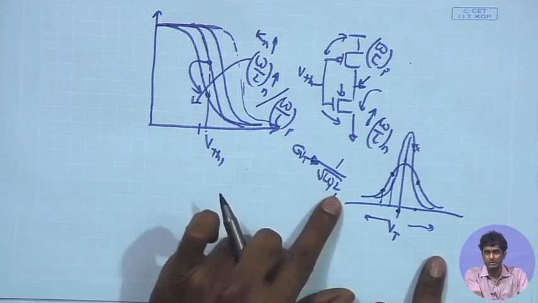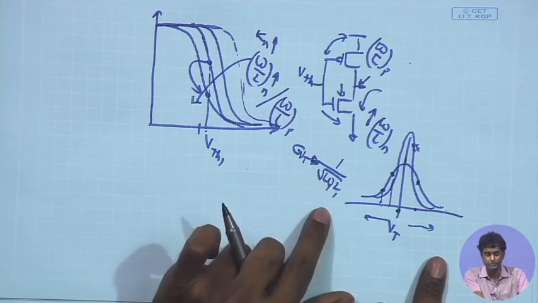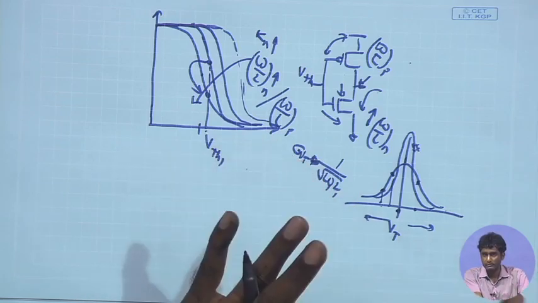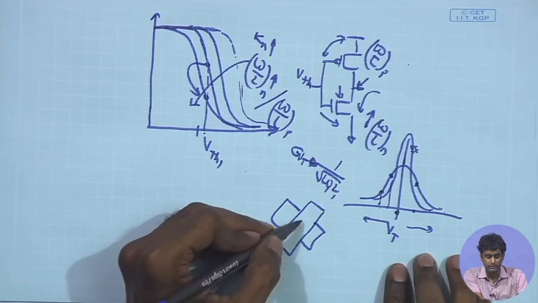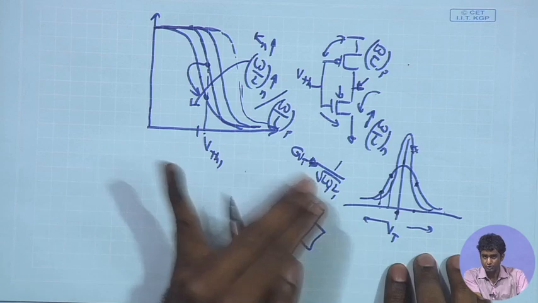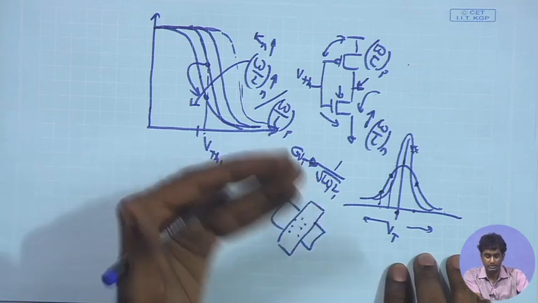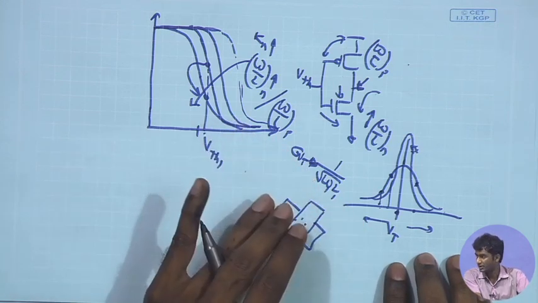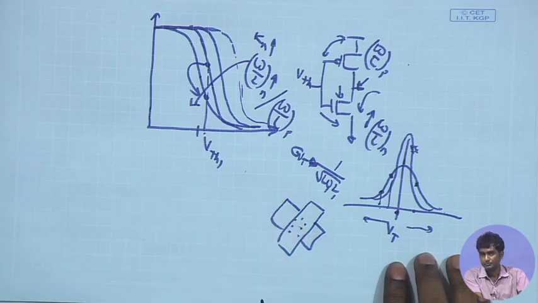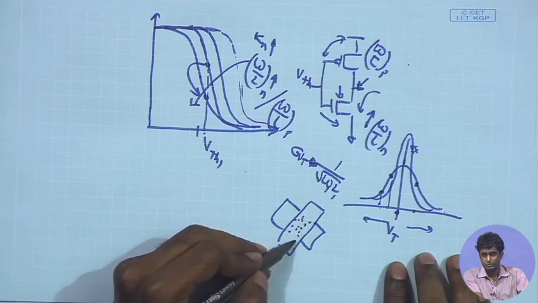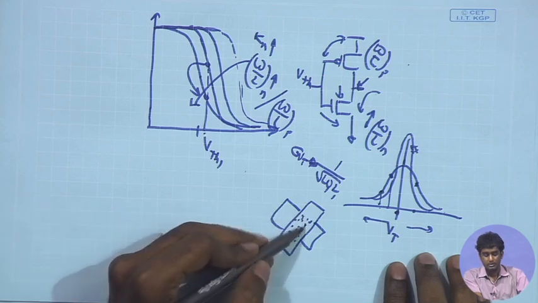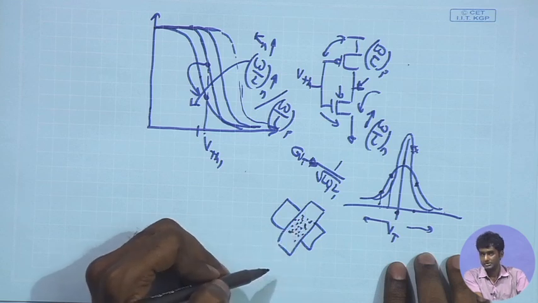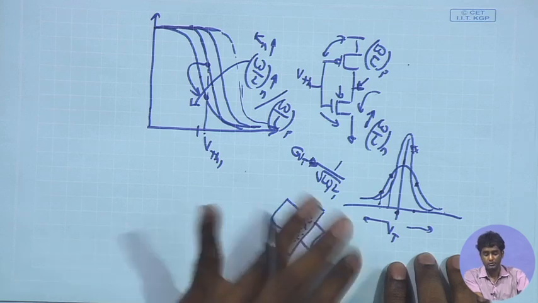Why? Because one of the important contributors to this sigma VT happens to be the dopant fluctuation. When the MOSFET size is smaller, under the channel you have some dopants which constitute the channel, and they are basically determining the threshold voltage. Those dopant numbers are ultimately going to vary from device to device.